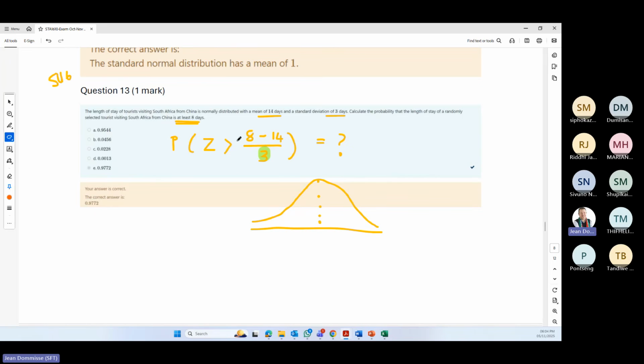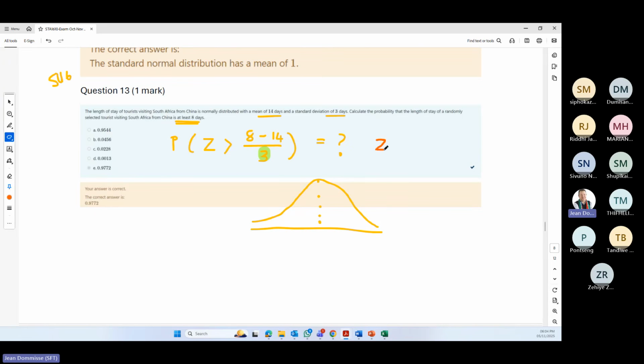So when we look at that, your Z is going to be, and normally write bigger or equal to, so 8 minus 14 is minus 6 over 3. So what is that? Bigger or equal to minus 2. And so we know that is 0. Let's say that's minus 2.